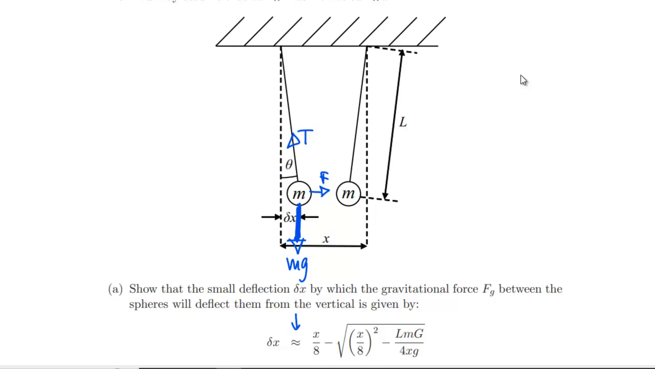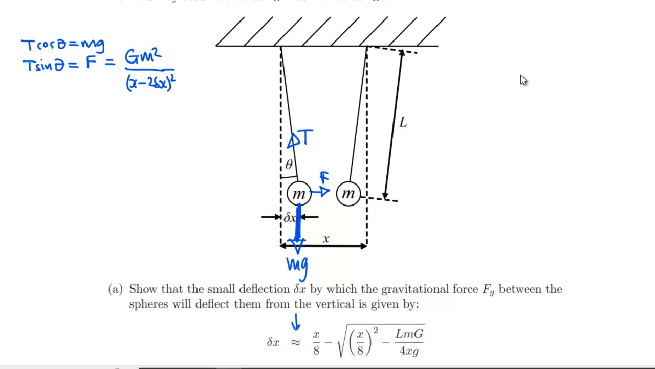Well, the T cos theta bit is going to be easier. So going vertically, we've got T cos theta equals mg, and then going horizontally, we're going to have that T sine theta is going to be equal to F, and F is the force due to gravity between those two things. So that will be Gm squared over, so what's the separation between them? The separation between them is x minus 2 lots of delta x, all squared. So we've got all of that.